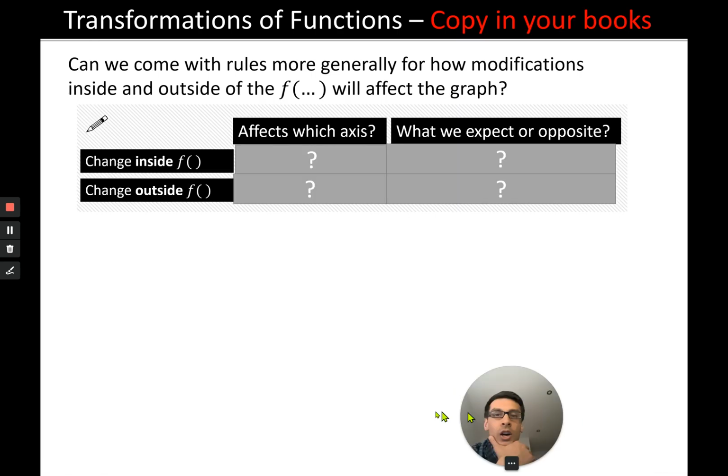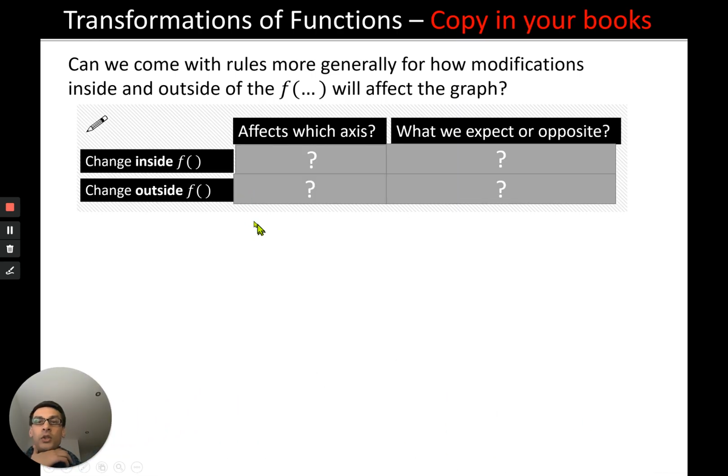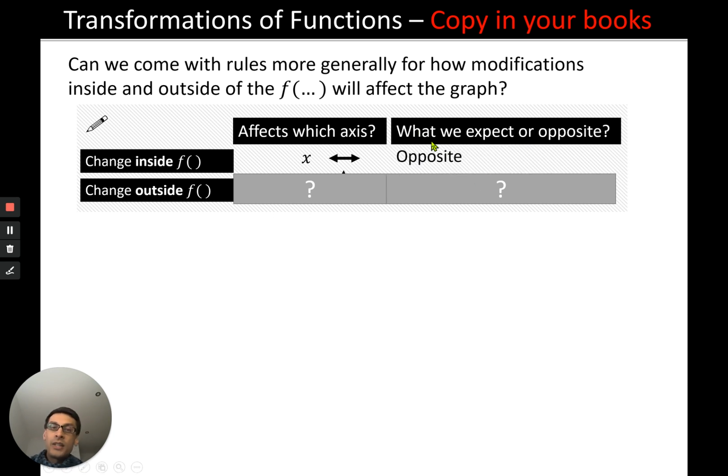Okay, now that you know what these transformations do, you need to copy this into your book. So any changes inside of x, inside of the brackets, affect the x values, the x-axis, and it moves left or right. And you obviously have noticed that it goes in the opposite direction to the direction you think it goes. So f of brackets x plus 2 means the graph moves 2 units to the left, not to the right. So it's the opposite. And anything outside of the bracket affects the y value.